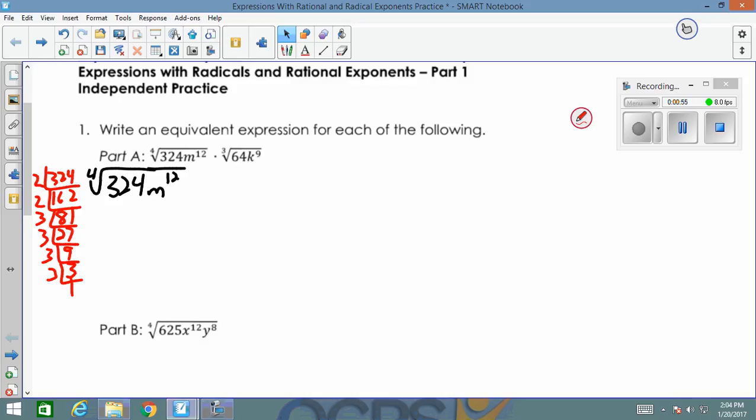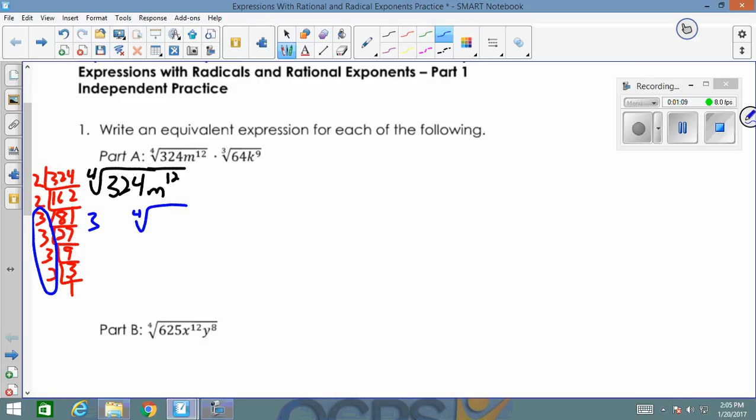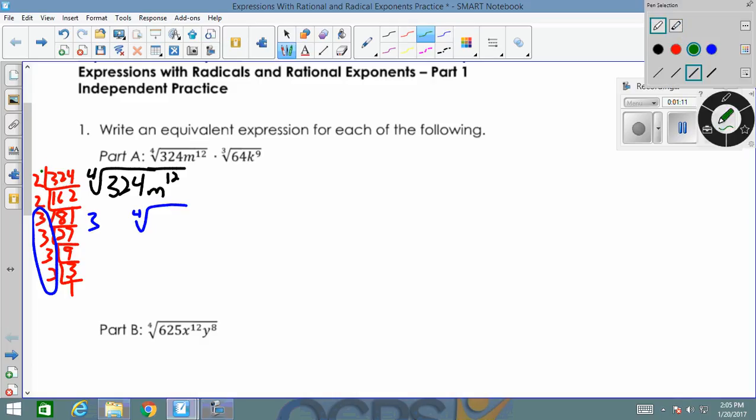And the index here tells me we're looking for groups of 4. 1, 2, 3, 4. So that 3 is outside. And then we're going to have the fourth group of these two here. This 2 and this 2 left inside. Because there's 2 of them, it's going to be 4. For the letter, all we do is take the exponent here and divide it by this index. So 12 divided by 4 gives me m to the third. So that one is done.